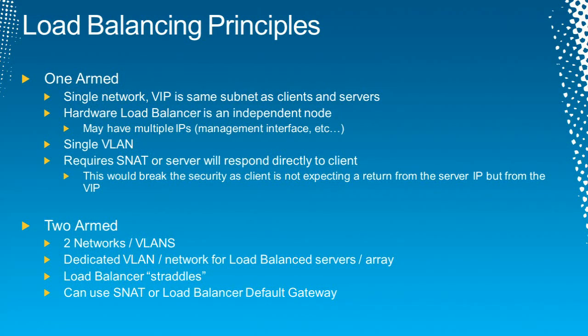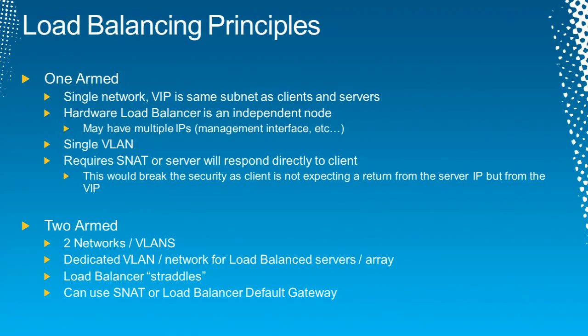At a high level, one-armed and two-armed are relatively straightforward. One-armed says that my load balancer and my servers and my clients are all attached to the same network subnet. And so I literally have a 10.1.5 address space. Everything has a 10.1.5 IP address, right? So the concept is there's no straddling involved, not multiple network subnets.